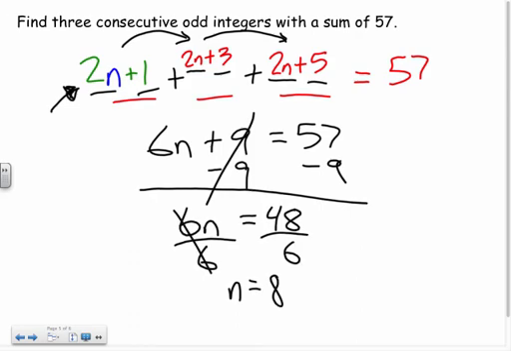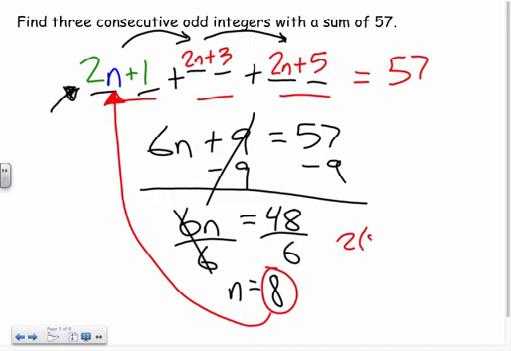Well, I'm not done. Go back and reread. Always reread your directions. I can't stress that enough. Reread directions. It says find 3 consecutive odd integers. Well, this 8 stands for n. So I'm going to plug this into my first expression I came up with because that's my first odd integer, right? So I'm taking 2 times 8 plus 1, which gives me 17.